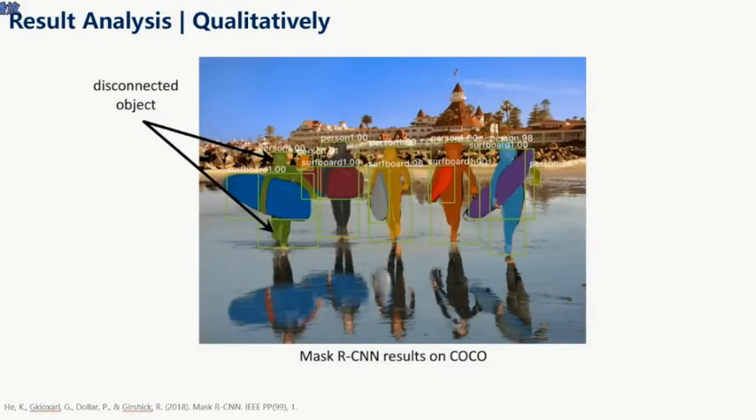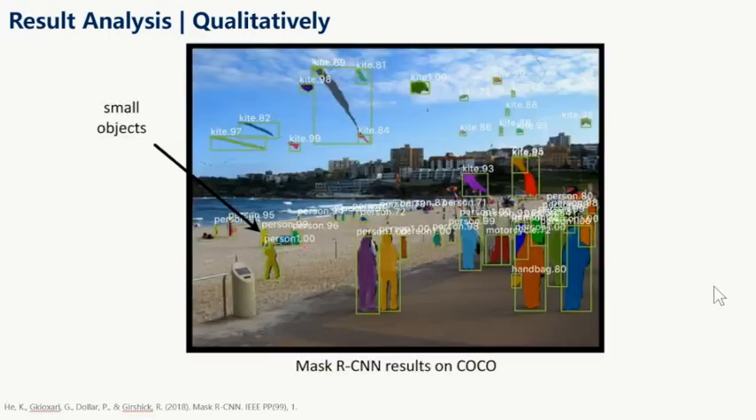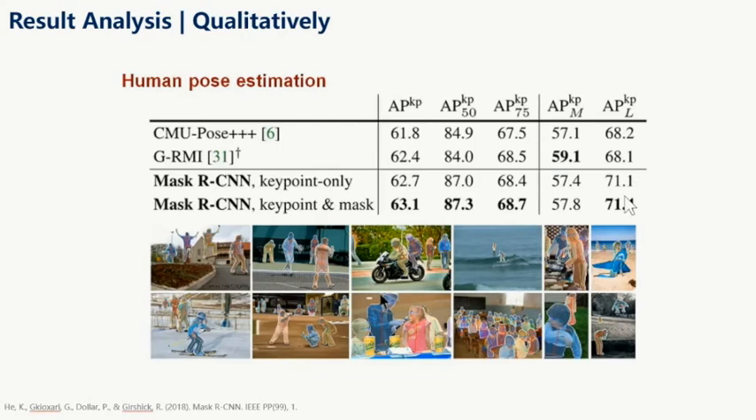Next, let's do some qualitative analysis. First, on this graph, we can see that Mask R-CNN detects a person as disconnected objects. In this graph, we can see that Mask R-CNN can detect really small objects, like this. This is human pose estimation results. Mask R-CNN can detect the different poses of people.